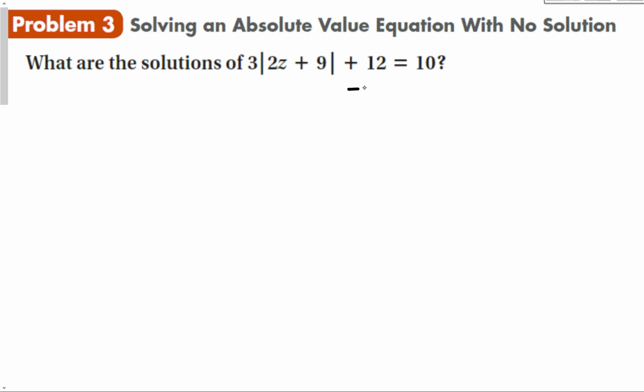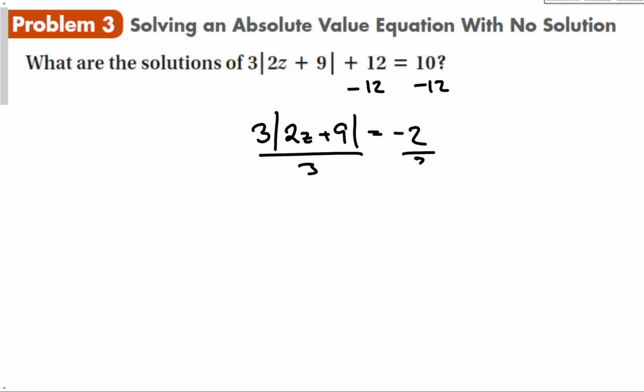So the first thing I want to do is subtract 12 from both sides. That gives me 3 times the absolute value of 2z plus 9 is equal to -2. This is multiplication, so I'm not going to distribute. Don't put the 3 inside the absolute value. You're not allowed to do that. So we're going to divide both sides by 3 in order to cancel it out. So now we have the absolute value of 2z plus 9 is going to be equal to -2/3.